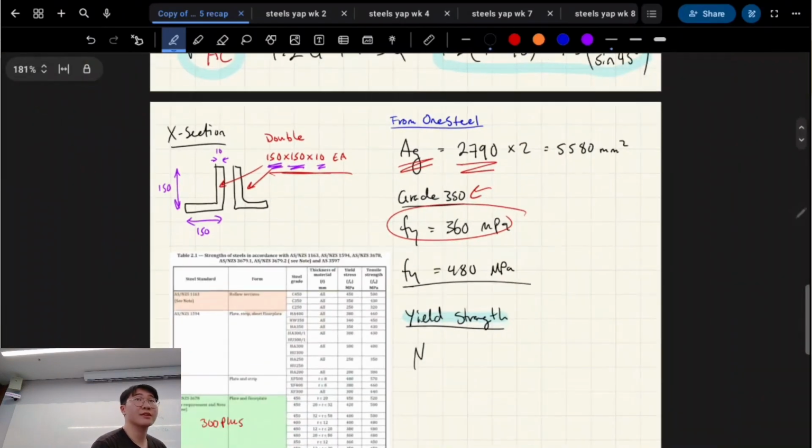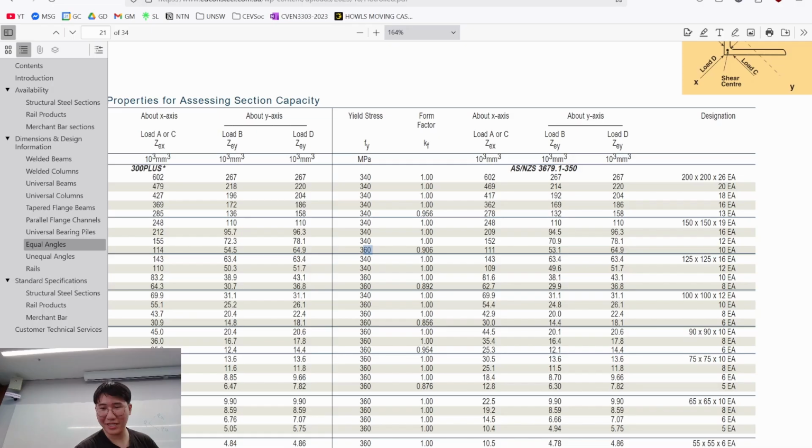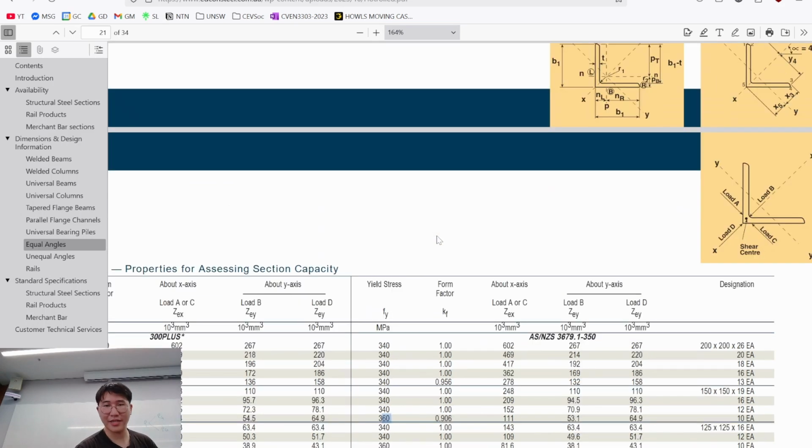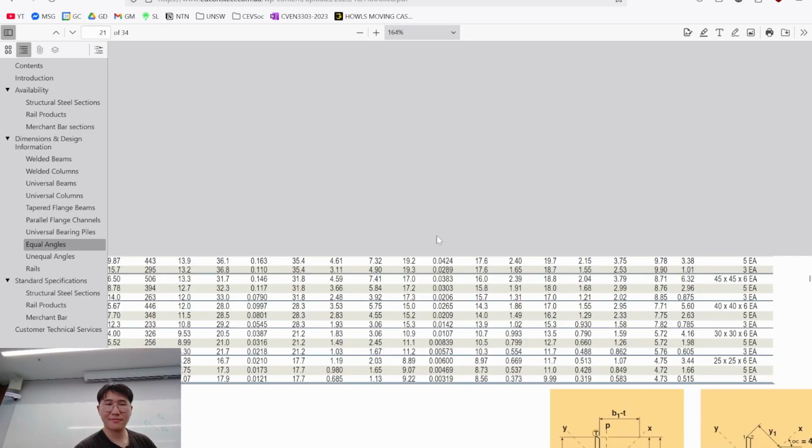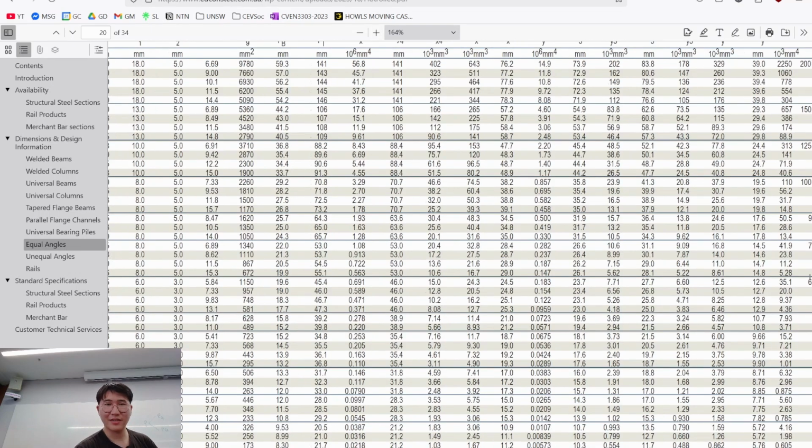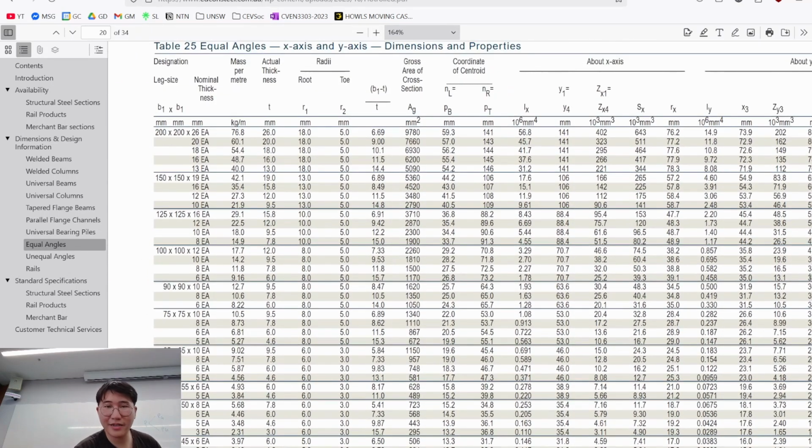Wait, sorry, what was the slow way? The slow way is you go to the table, and you're like, what's the thickness of a 150 by 150 by 19 EA? Oh, right, it's 19.